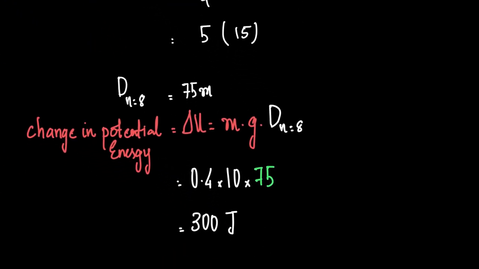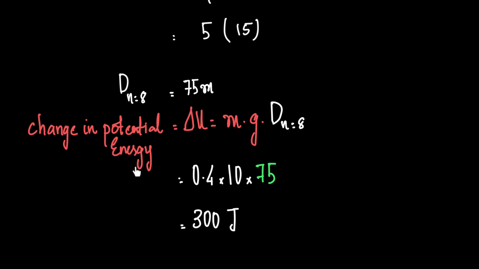Now, what will be the change in potential energy? Change in potential energy in the last second, to be important, would be equal to delta U, which is equal to m into g into distance in the last second, which is 75. 75 into 0.4 into 10 is 300 joules.